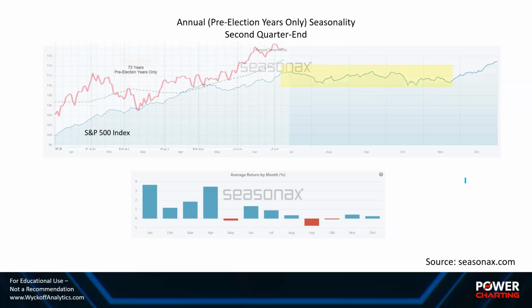So here, this yellow shaded box is the sideways trading range that we very well could see in the third quarter into the fourth quarter of the year. And only as we get into late November could we potentially have more upward bias in the market into the year and into election year.